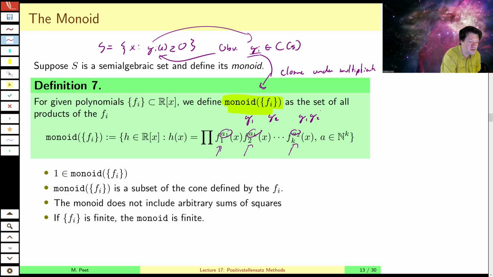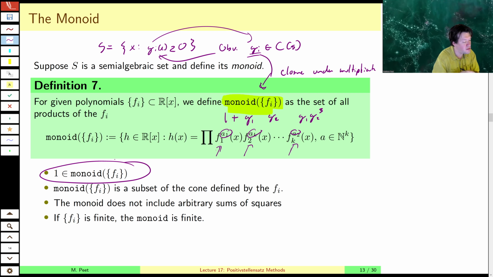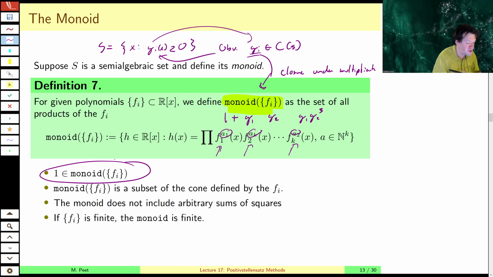So, for example, G1 G2 squared is in there. G1, we could also include G2 cubed is in there, right? Now, don't get too excited about those products because basically all they're doing is allowing squares, right? So those are things we already knew were positive. So it doesn't add that much in that sense. One thing it does add, though, is 1, right? Because if all the powers are 0, then we get back 1. So 1 is in the set, always. Obviously 1 is positive everywhere, so we shouldn't get too excited about that.